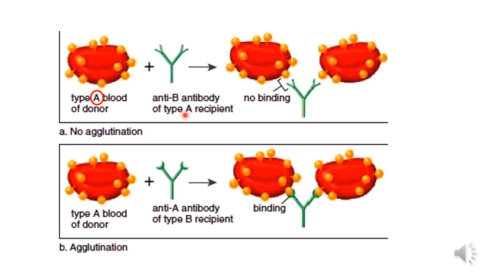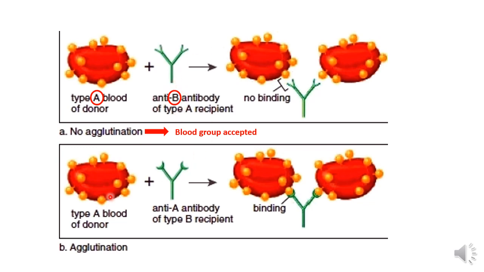So if I am type A, I will have antibodies B. A and B will not bind together. If they do not bind, they will not make agglutination, no agglutination. So the blood group will be accepted. So if you look at it, this is blood group A, and this is also blood group A that has antibody B, so it will be accepted.